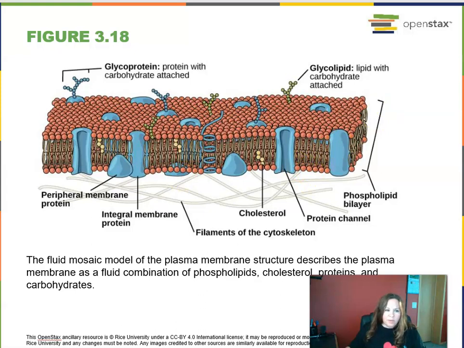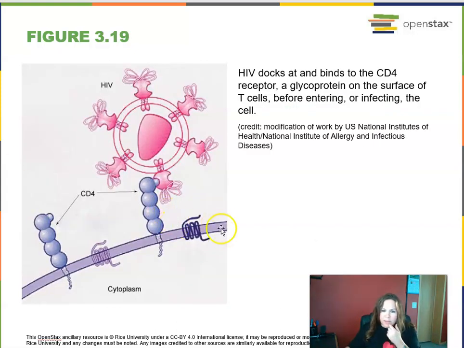We have one other picture that was included in our book. This is a great example of some proteins on a cell surface. Actually, this is a glycoprotein, and it shows how this protein binds to the CD4 receptor, or protein, on the HIV virus. When those two bind together, they're recognizing each other. Therefore, the virus is infecting this cell.